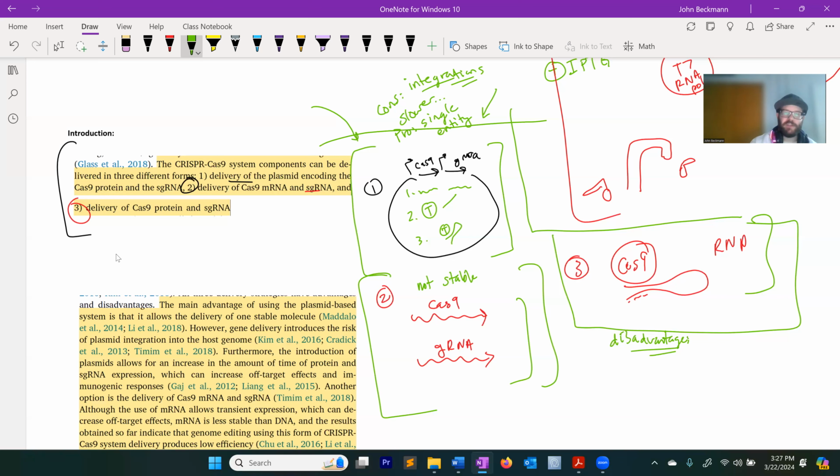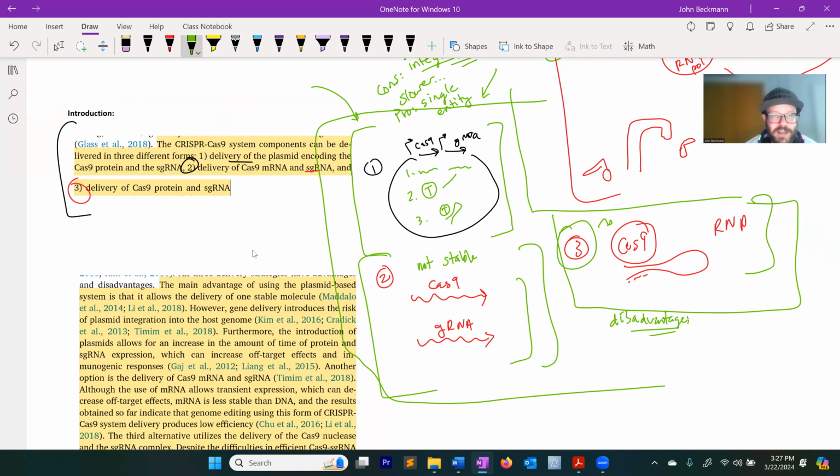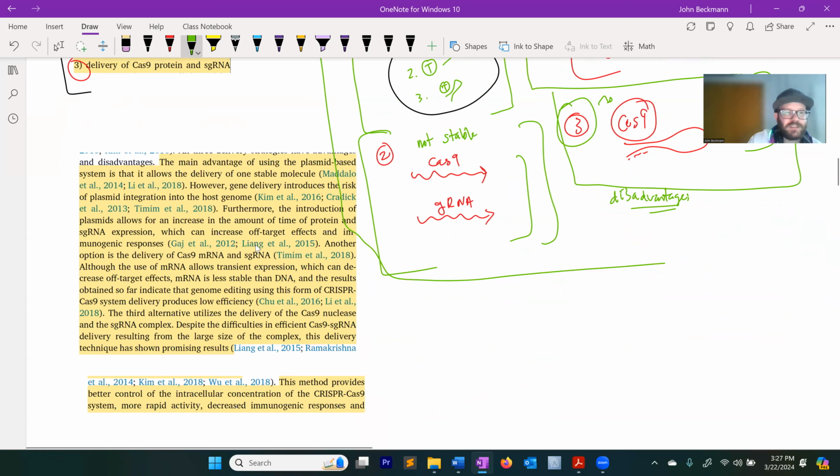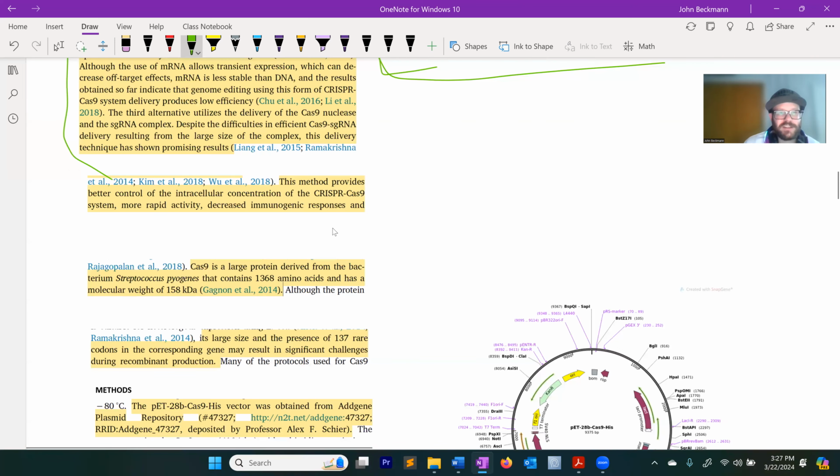Okay, so they have reiterated the point that I described in a previous lecture, that there are different ways to deliver and assemble these components. One of these systems, number 3, implies that you can do recombinant protein expression of Cas9. And so this is a paper figuring out how to do the recombinant protein expression of Cas9. This is a paragraph where they talk about all those advantages and disadvantages.